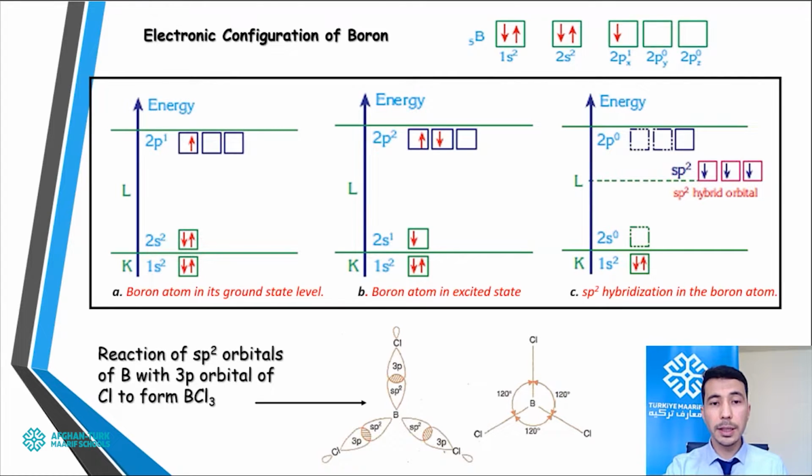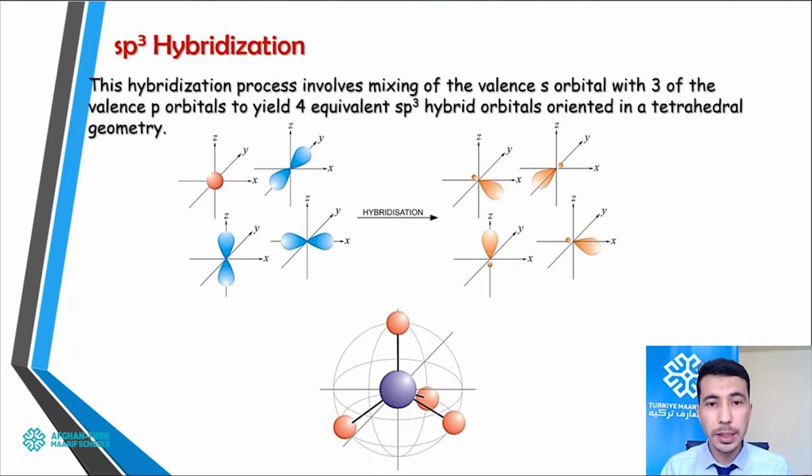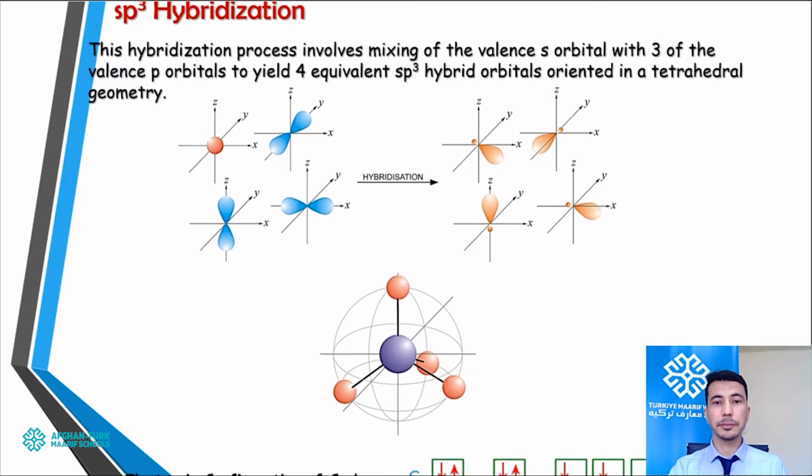Okay, students, let's go for the third one. The third one is sp3 hybridization. As is obvious from its name, one s and 3 p orbitals combine with each other and form 4 sp3 orbitals. You can see here the s orbital and the p orbitals. Now they have combined and formed sp3 orbitals. They are 4 in number. They will have a geometry something like this, and the angle between them will be 109.5 degrees.